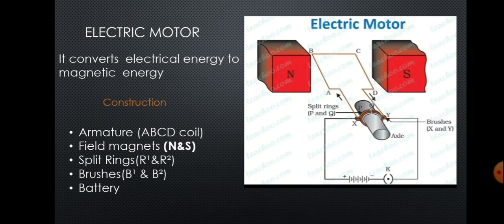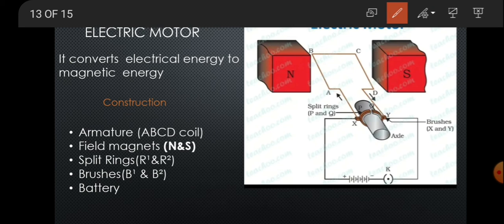Next, this is a diagram of an electric motor, how it works. An electric motor converts electrical energy to mechanical energy, because rotation is provided. It consists of an armature and field magnets. The rectangular coil ABCD is called the armature. Second is the field magnet. What is a field magnet? The north and south poles are called field magnets.